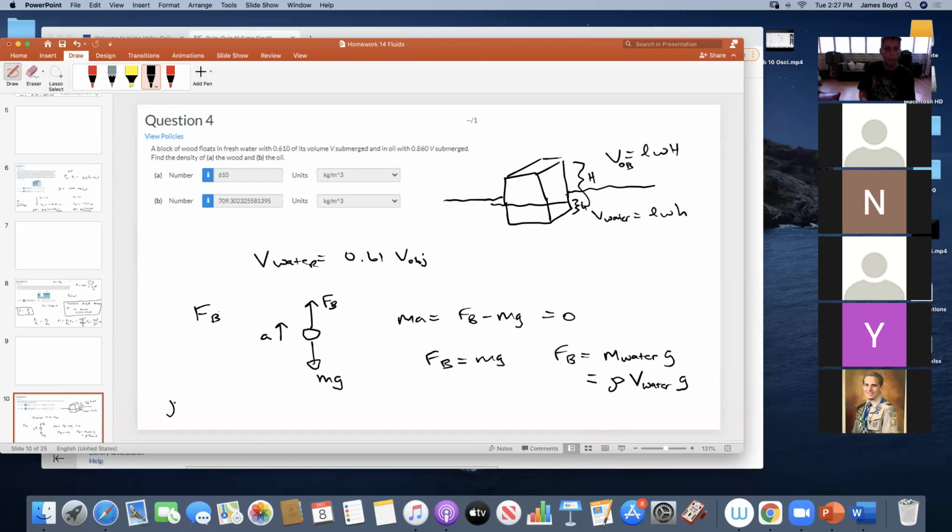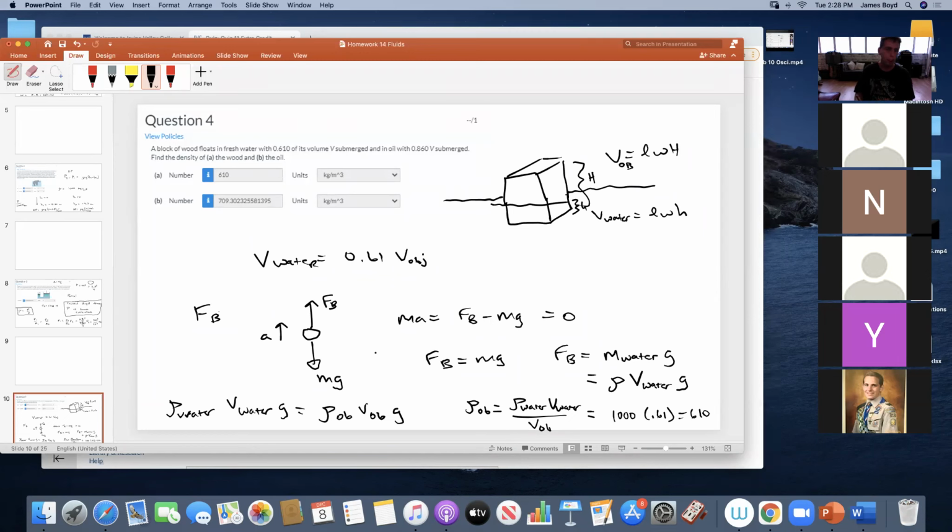So what we have is the density of water times the volume in the water times g is equal to the density of the object times the volume of the object times g, because mg is the density of the object times the volume of the object times g. The g's obviously cancel, and we get that the density of the object is going to be the density of the water, 1,000, times the volume in the water, divided by the total volume of the object. Now the water has a volume of 0.61 of the object. So this is 0.61 V of object, V of object cancels, and we get 1,000 times 0.61, or 610, obviously, kilograms per meter cubed.